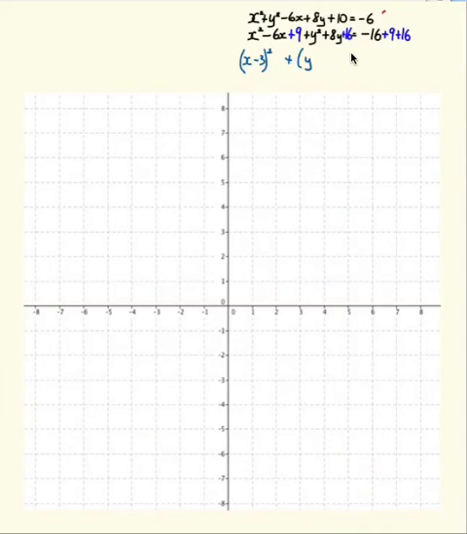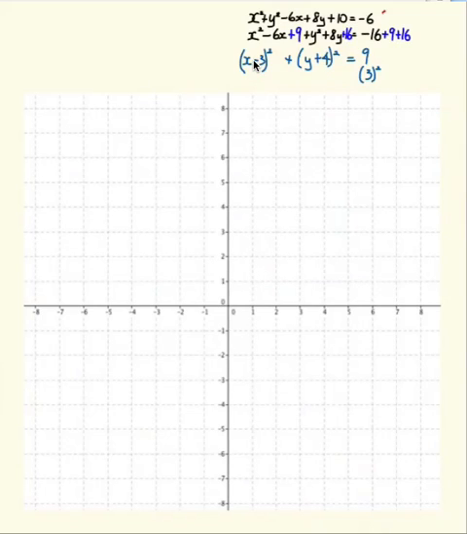Plus y, now half of 8 is positive 4, all squared, and that equals 16 minus 16 is 0, and that is 9. Okay, so we have an equation of a circle, but don't forget this is also 3 squared, which means our radius is 3. Now, sketching.